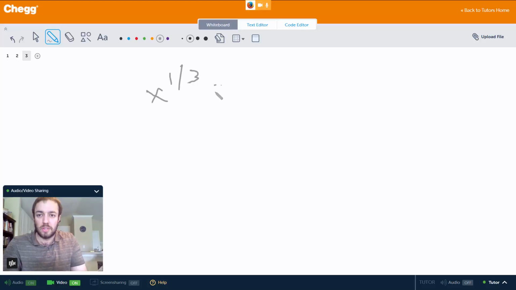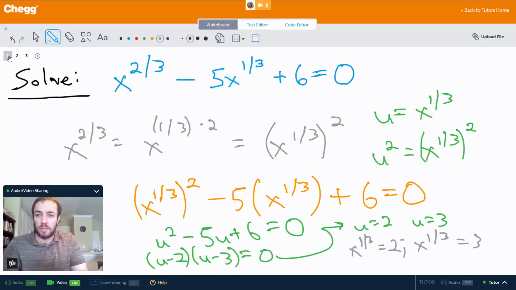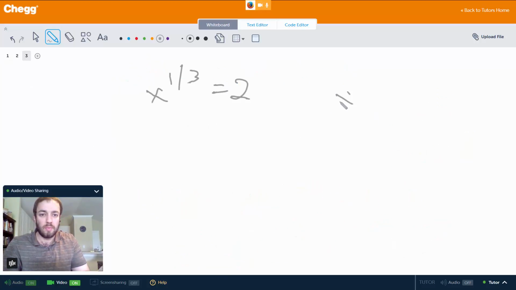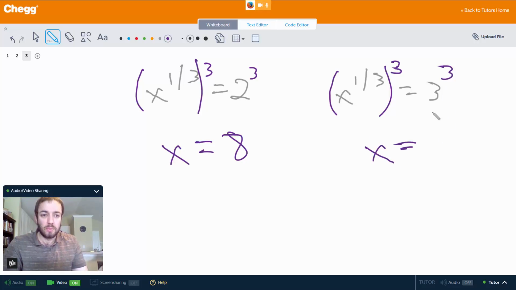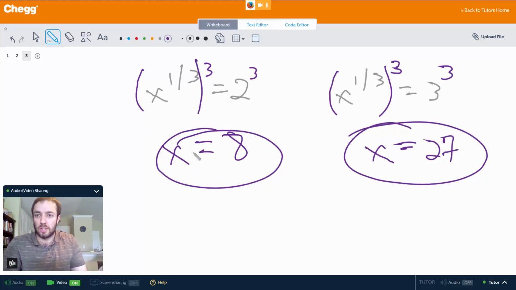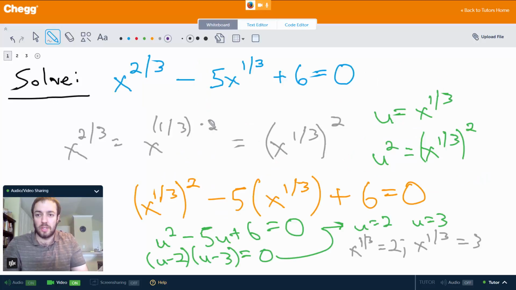There's actually not much left to do. We have x to the 1/3 equals 2, and x to the 1/3 equals 3. All we have to do is raise both sides to the 3rd power. So x to the 1/3 to the 3rd power is just plain old x, and then 2 cubed is 8. Same thing over here: x to the 1/3 to the 3rd power is x, and 3 to the 3rd power is 27. So these are the two solutions to our original equation. So x equals 8 or x equals 27.